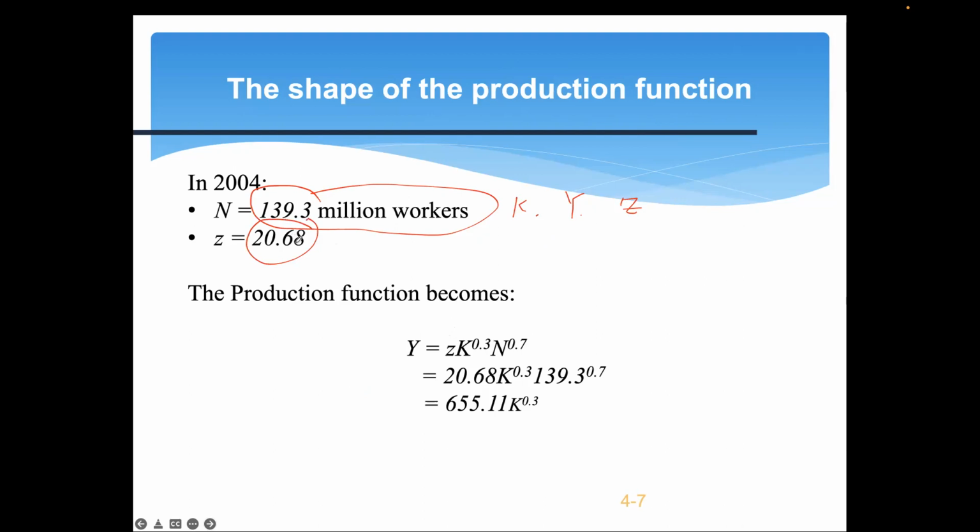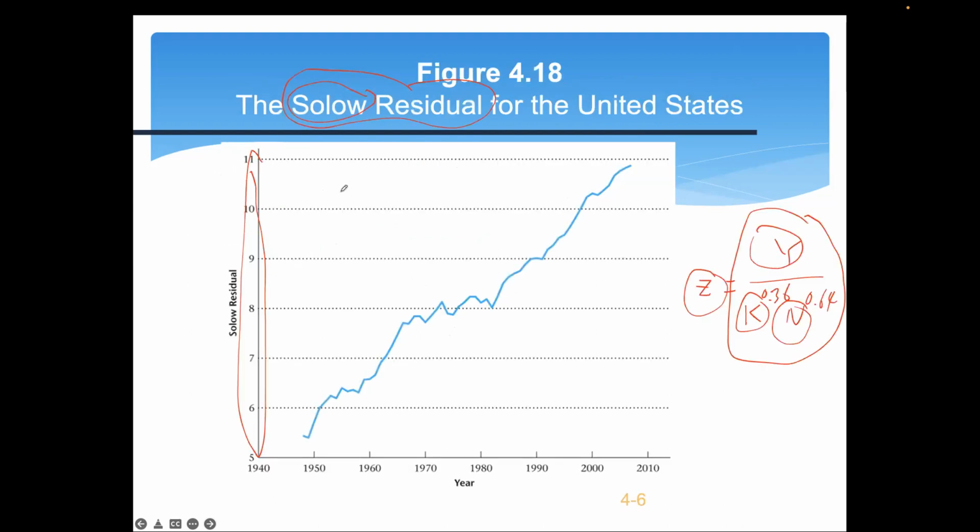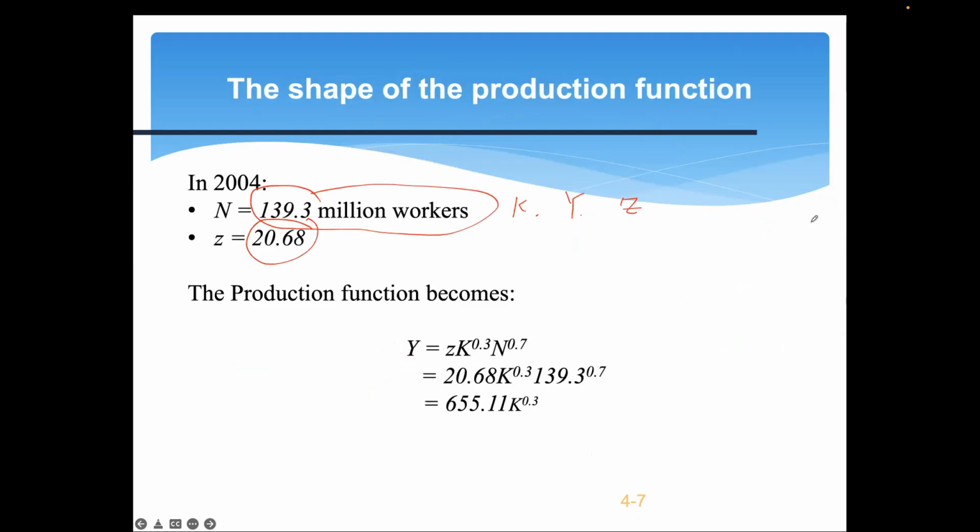Some students are curious: isn't this number between 5 and 11? But the unit is a little bit arbitrary. What we care about is the change, the difference from one year to the other, and you can pick whatever unit you like. So we end up with Z equal to 20.68, but as long as you use a consistent unit across years, you'll find the same result.